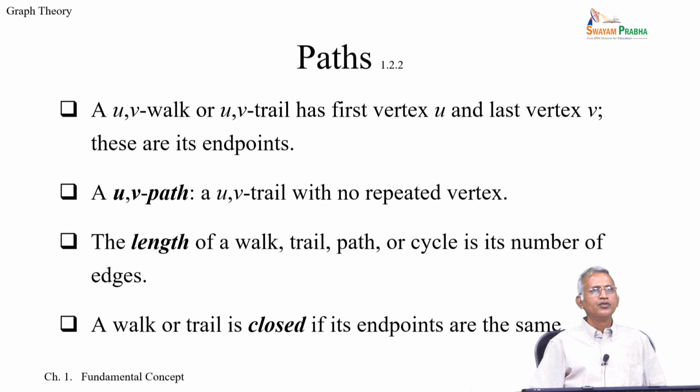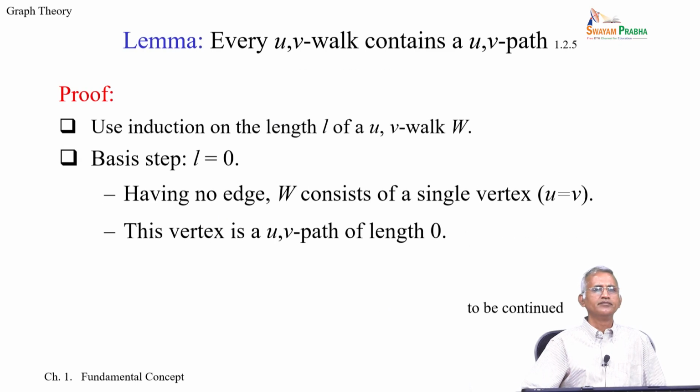Next, path. A u,v-walk or trail has the first vertex u and the last vertex v; these are its endpoints. A u,v-path is a trail with no repeated vertex. The length of a walk, trail, path or cycle is its number of edges. A walk or trail is closed if its endpoints are the same.